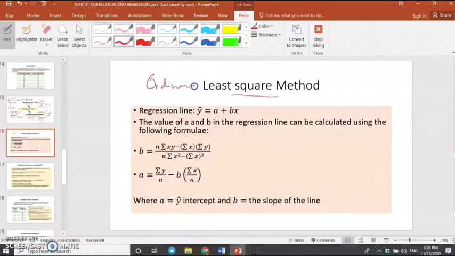Ordinary. Okay, so OLS method ataupun ordinary least square method. Okay, so kita tinggal ordinary kat sini. So, untuk yang ini, okay, regression line masih lagi sama, nampak tak? Regression line. And then, kita ada formula nak dapatkan A dan dapatkan B.